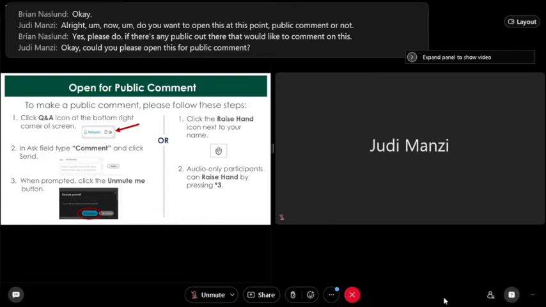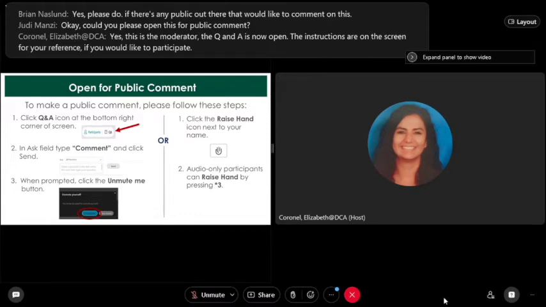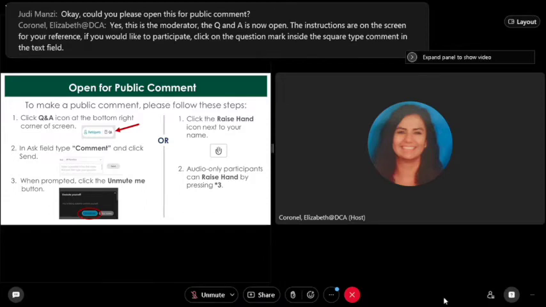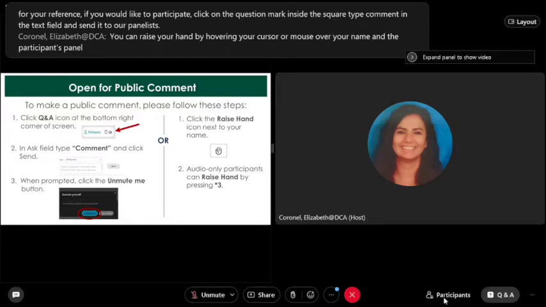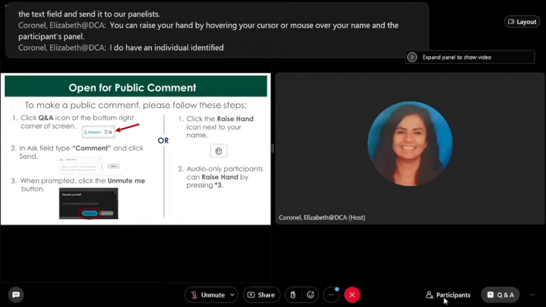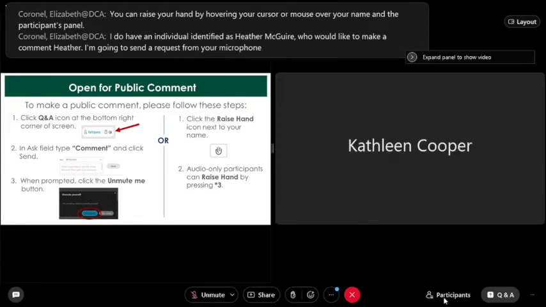Yes, this is the moderator. The Q&A is now open. The instructions are on the screen for your reference. If you would like to participate, click on the question mark inside of the square, type comment in the text field and send it to all panelists. You can raise your hand by hovering your cursor or mouse over your name in the participants panel. I do have an individual identified as Heather McGuire who would like to make a comment. Heather, I'm going to send a request to unmute your microphone. You're unmuted.